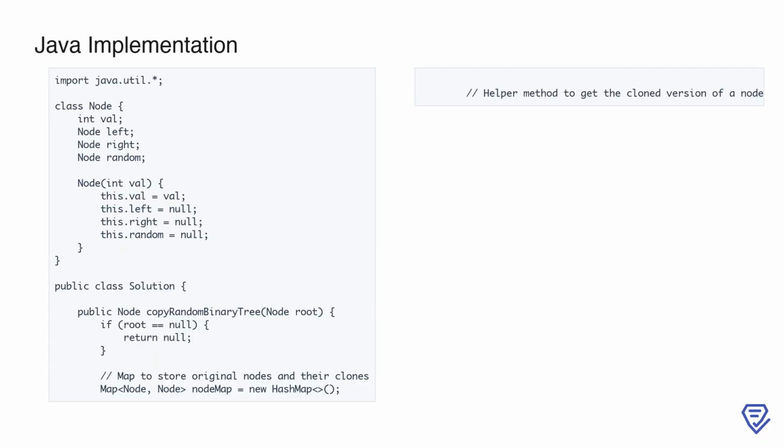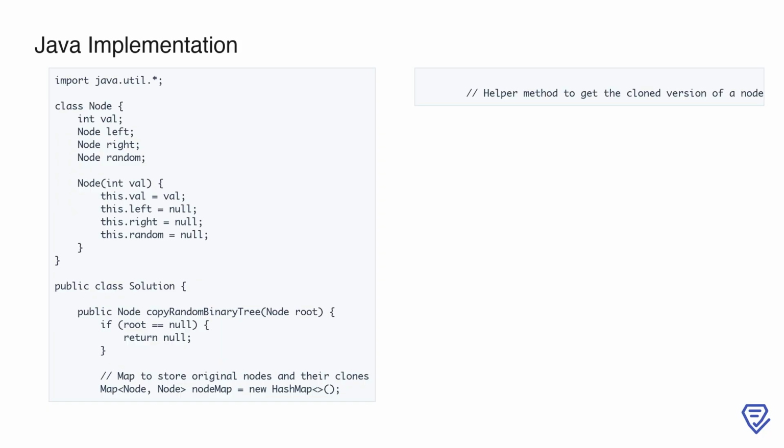Here, we're starting with the class definition and setting up the structure for our solution. We have a class node that represents each node in the binary tree. Each node has a value val, pointers to its left and right children, and a random pointer, which can point to any node in the tree or be null.